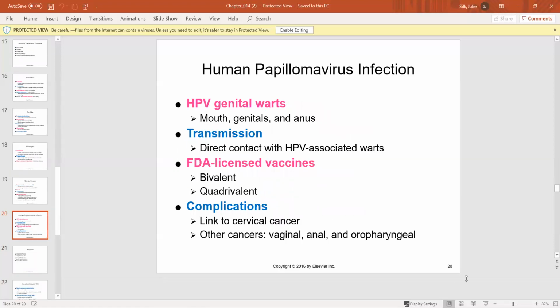All right, and then HPV. So HPV genital warts. So you can get this on the mouth, the genitals, and the anus. Direct contact with HPV-associated warts. Actually, this is what I'm talking about here, not the last one. And then FDA-licensed vaccines. There are some for it. And then complications, again, it's linked to cervical cancer, and then other cancers, vaginal, anal, and oropharyngeal.